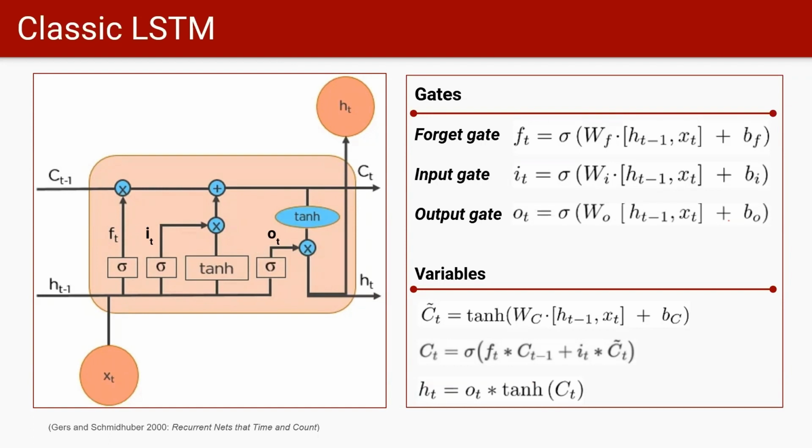Across these gates, there are also different variables that are being calculated as shown by the equations on the bottom right. The combination of these gates allows the LSTM to retain important information from long sequences and discard irrelevant or outdated information.